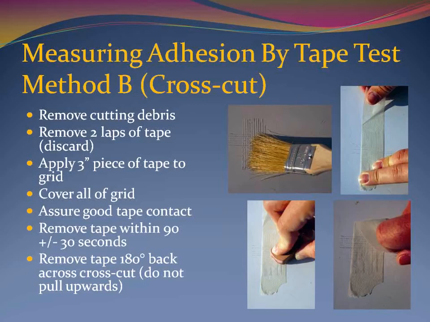Make sure that you overlap the 2 pieces so that you can pull them from the grid simultaneously. Use a soft pencil eraser to rub the tape over the crosscut area. This will help ensure a good contact between the tape and the coating. Within 60 to 120 seconds, grasp one end of the tape and remove it from the crosscut area smoothly and rapidly 180 degrees back across the grid. Peel the tape back, do not pull it upwards.